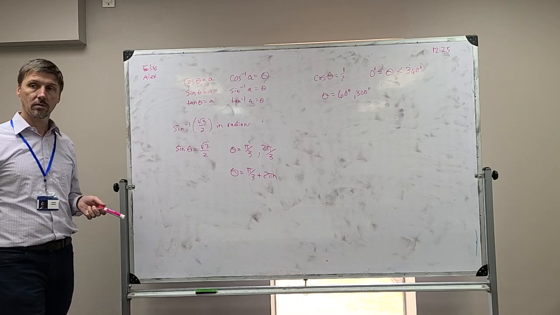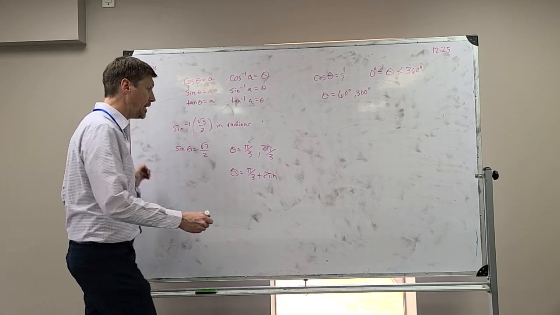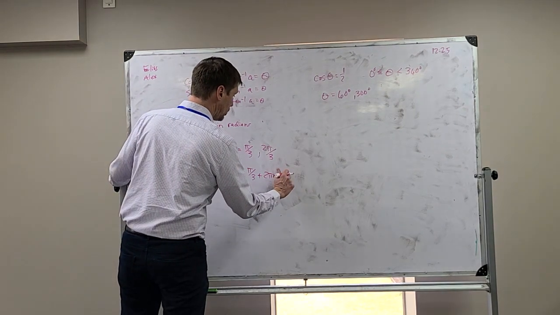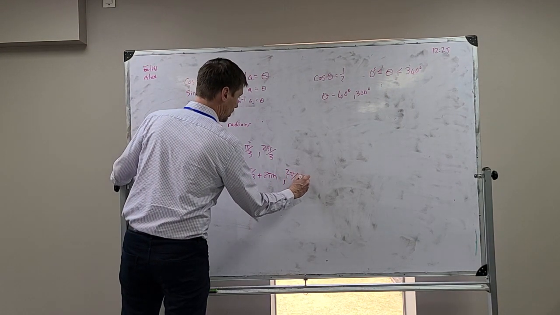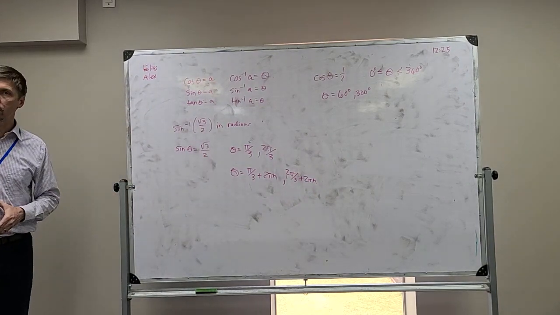What happened to the other one? I'm not done with it yet. I have to do that for pi over 3, and I have to do the same thing for 2 pi over 3. Add 2 pi n to it.